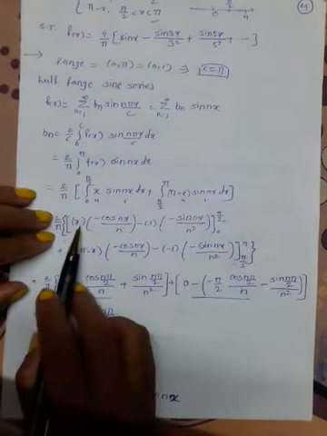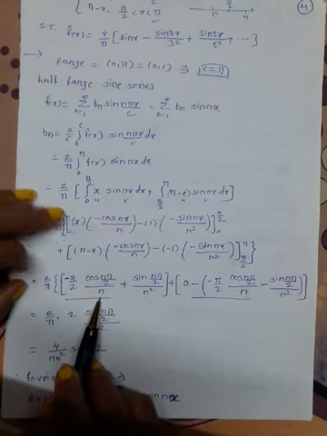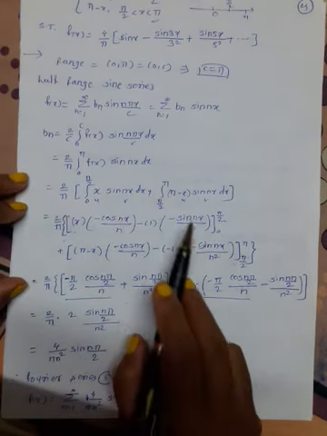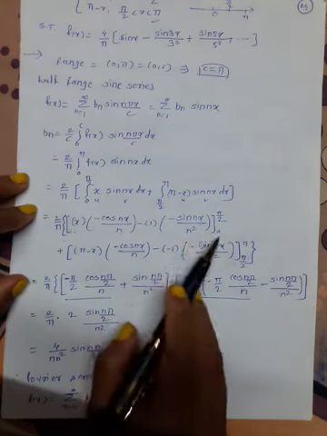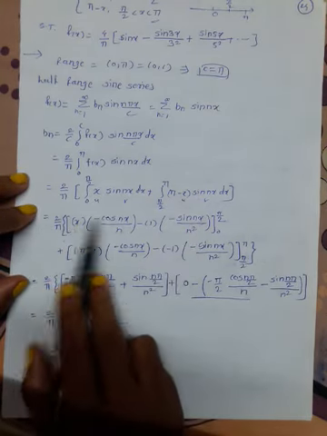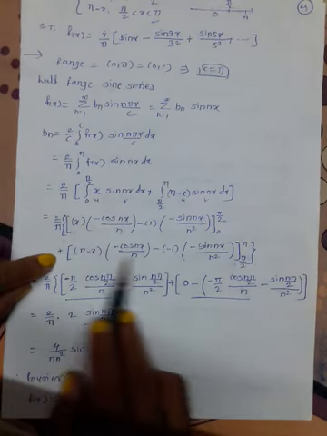Put the first pi by 2 here, pi by 2 into minus cos of n pi by 2 by n, minus minus plus sine of n pi by 2 upon n square. The upper limit is complete. For the lower limit it becomes 0. Sine 0 is 0, 0 into anything is 0, no need to write 0. Lower limit plus now. Now next this.